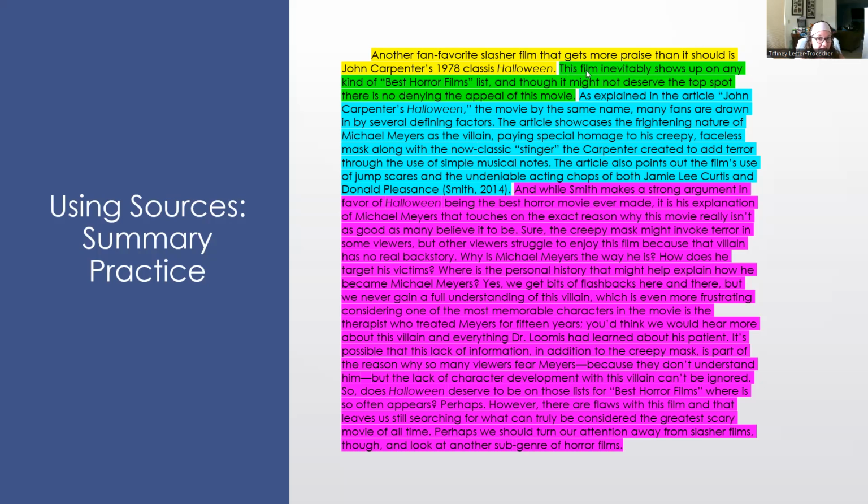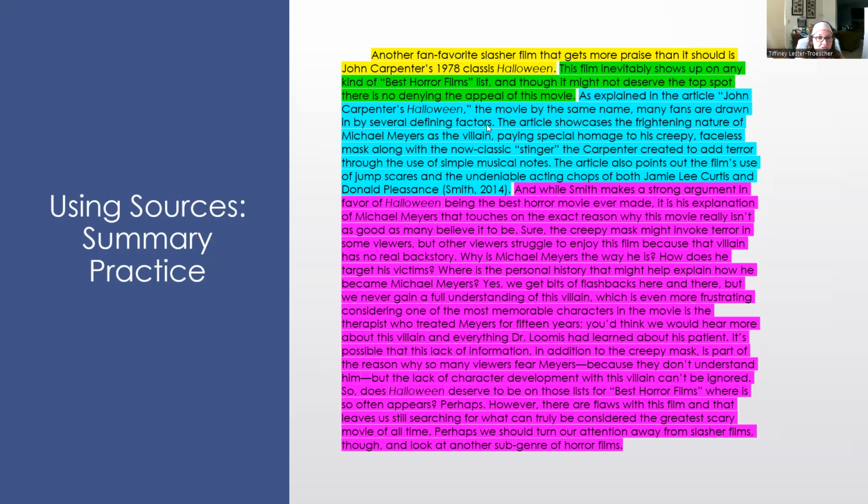And then we build on that. This film inevitably shows up on any kind of best horror films list, and though it might not deserve the top spot, there is no denying the appeal of this movie. And we get source material. As explained in the article John Carpenter's Halloween, the movie by the same name, many fans are drawn in by several defining factors.